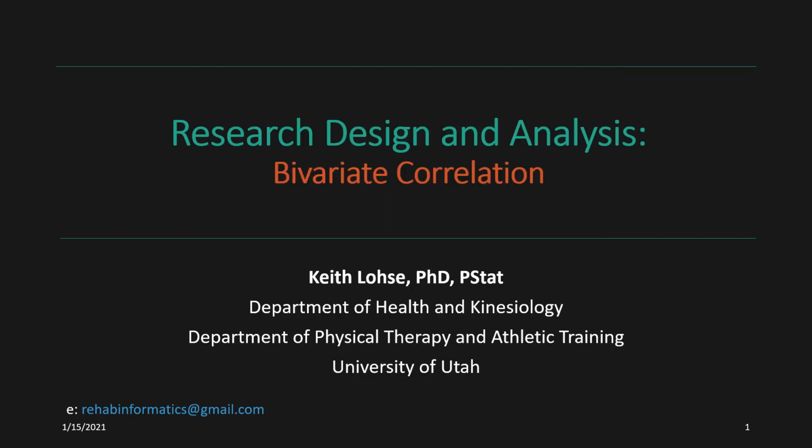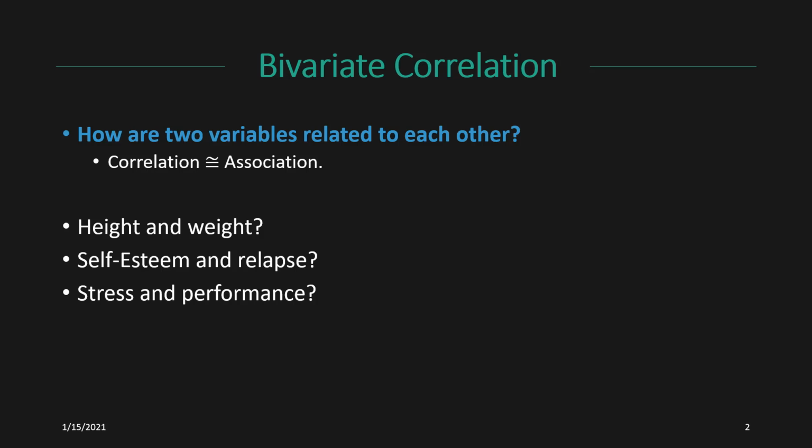In today's video, we're going to be talking about the bivariate correlation, kind of introducing conceptually what this is, and then at least one formula for a means of calculating the correlation. So what is a bivariate correlation? Well, broadly, it's just a measure of how two variables are related to one another.